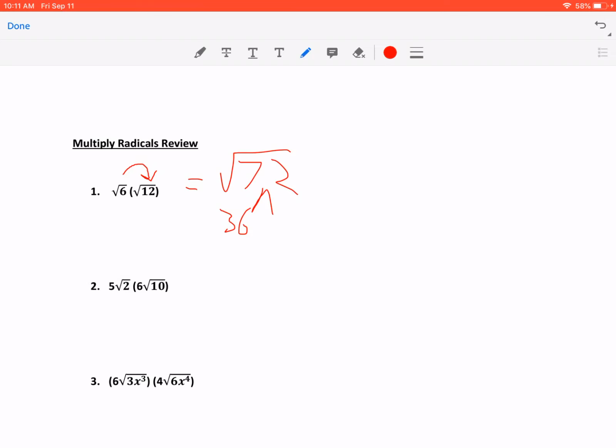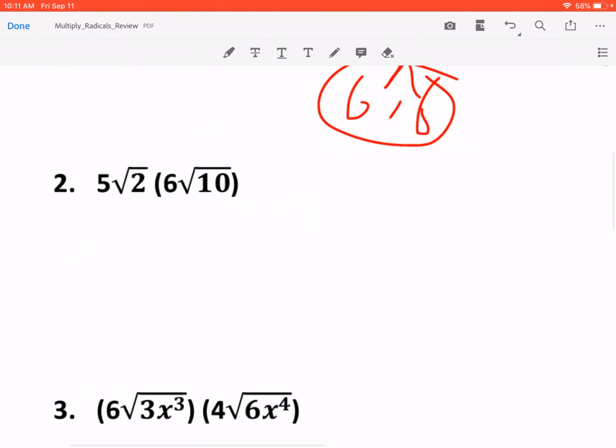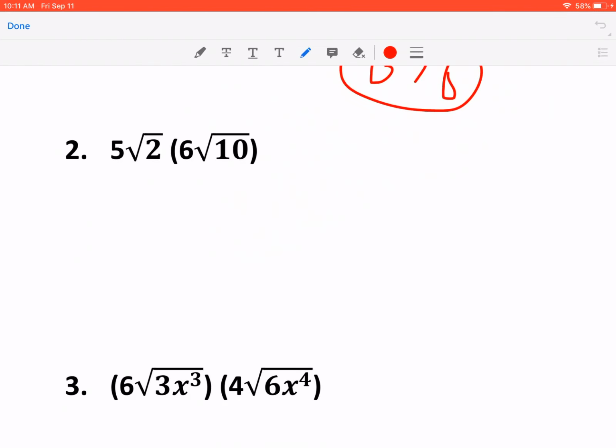And again, why am I using 36 and 2? I know with 36, I get a pair of 6s. So we have a pair of 6s. 6 goes on the outside, single 2 on the inside. There's my answer right there. All right? Now, the second example, just like the first one, except I have numbers outside the radical.